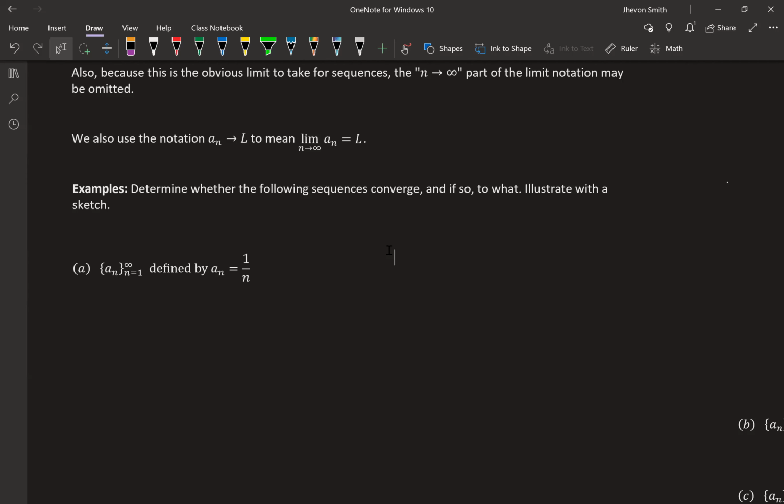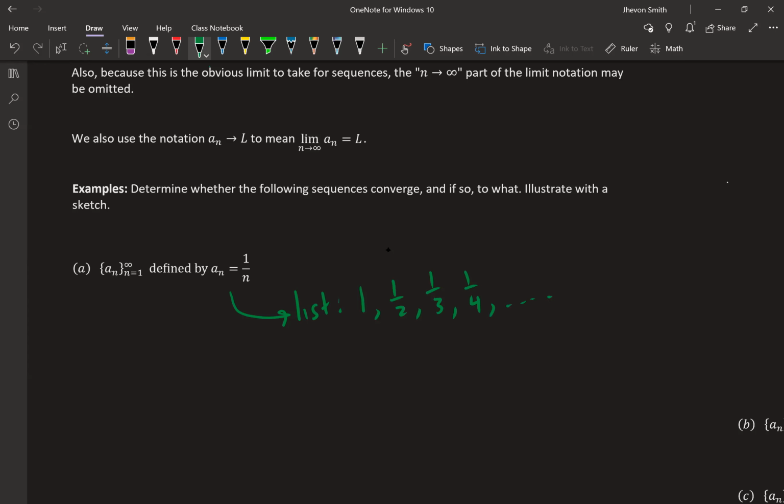So here's a sequence. The sequence a sub n, n goes from 1 to infinity, is defined by a sub n equals 1 over n. So this is defining a list, right? So here's a list that's in a definite order, right? The first term is 1 over 1. The second term is 1 over 2. The third term is 1 over 3. The fourth term is 1 over 4.